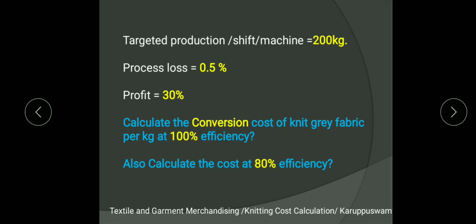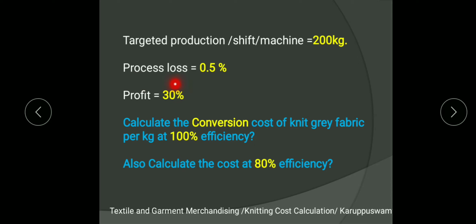And then this is the targeted production per shift per machine, that is equal to 200 kgs. It means when you run a machine at 100% efficiency for 8 hours, you can expect 200 kg. Generally you can produce 200 to 300 kgs. Here for calculation purposes we are taking this as 200 kgs.